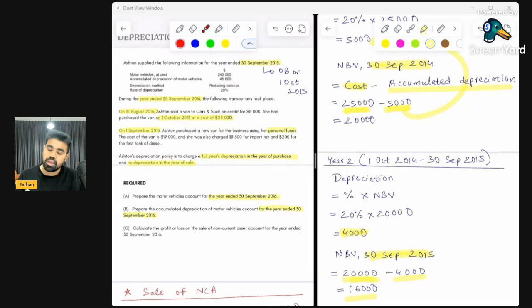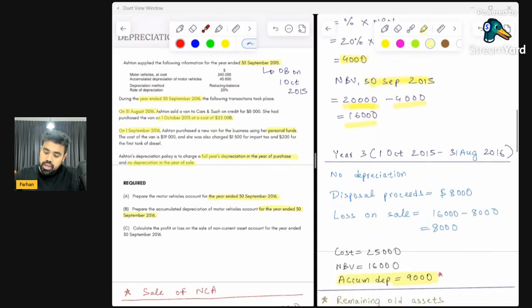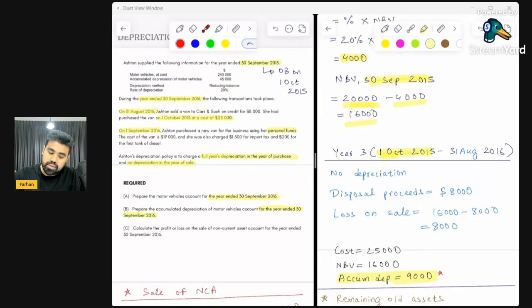Okay? Now, we have one more year. So year three would start from 1 October 2015, which is the most recent financial year that we're working with in this question. And for this particular asset, the one which we have sold, this third year would have ended on 31st of August 2016. Why? Because the question clearly mentions that on 31st of August 2016, Ashton sold a van to Cars and Such on credit for 8,000.